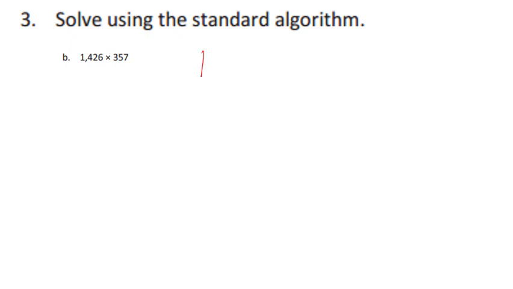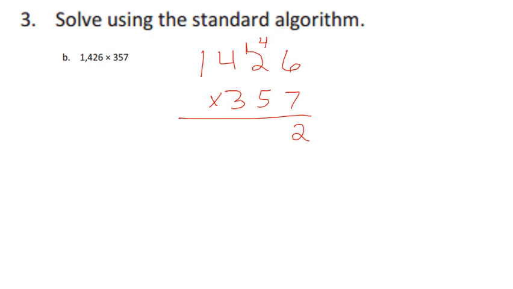So we have 1,426, and I'm multiplying 357. Now, 7 times 6 is 42. 7 times 2 is 14, and 4 is 18. 7 times 4 is 28, and 1 is 29. 7 times 1 is 7, and 2 is 9. So we've got our 1s done.